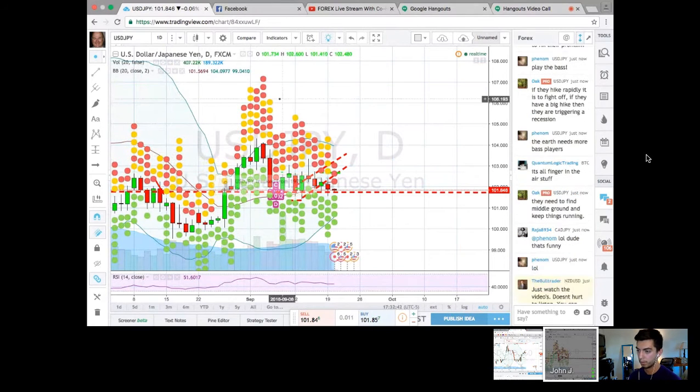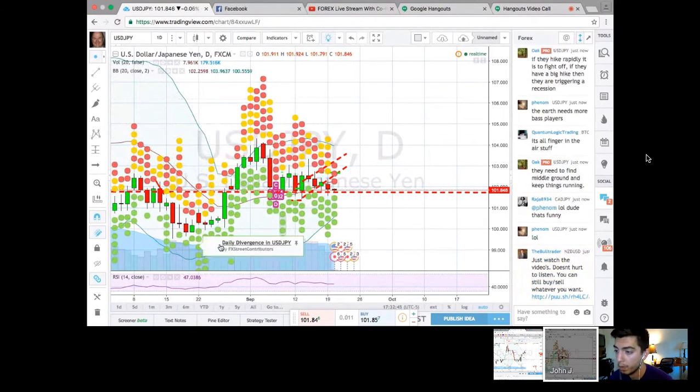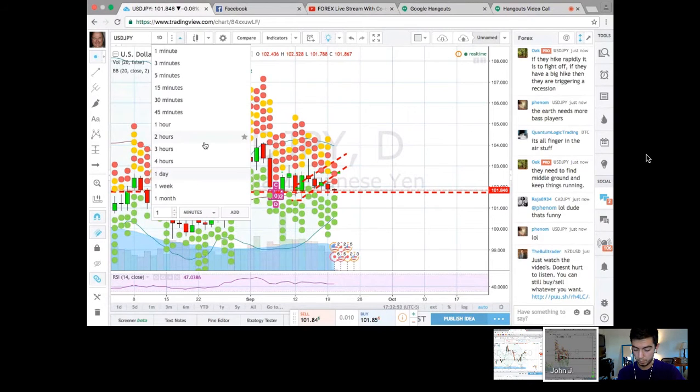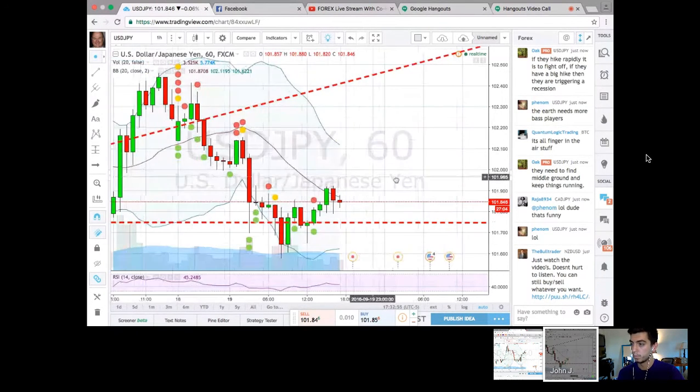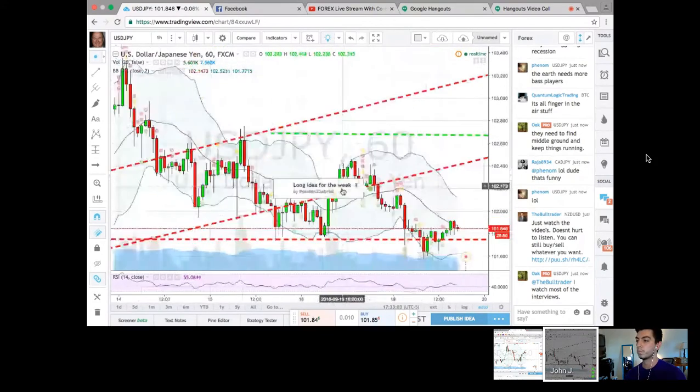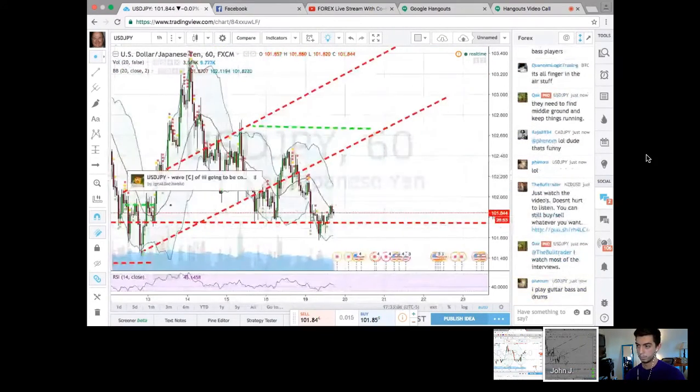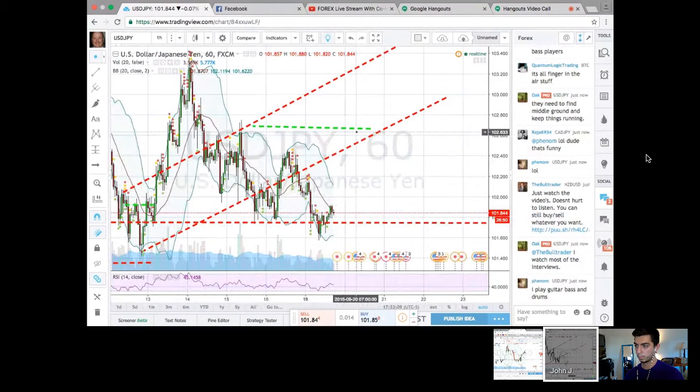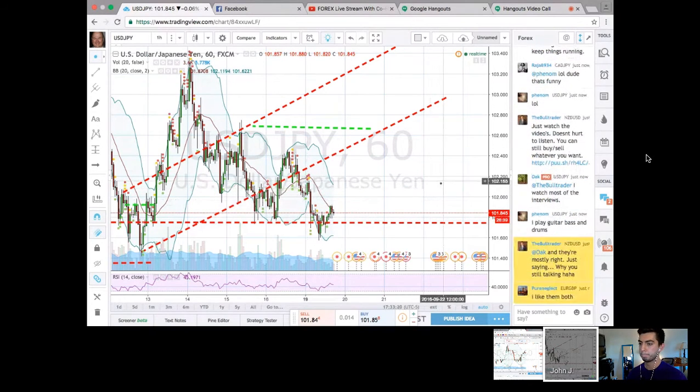The yellow ones are neutral. The red ones mean that they're shorting it, and the green ones mean that they're longing the pair. So it's kind of a lot to look at. I think I can turn that off too, but it's a little less stressful to look at if you look at it on an hour chart. If I scroll out here, as you can see, I drew a little channel with the red lines. That's the ideal channel that I want the whole pair to travel in. As you can see, it traveled outside of it a little bit.